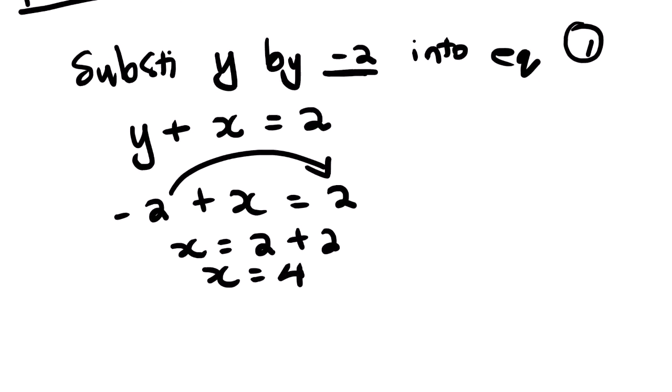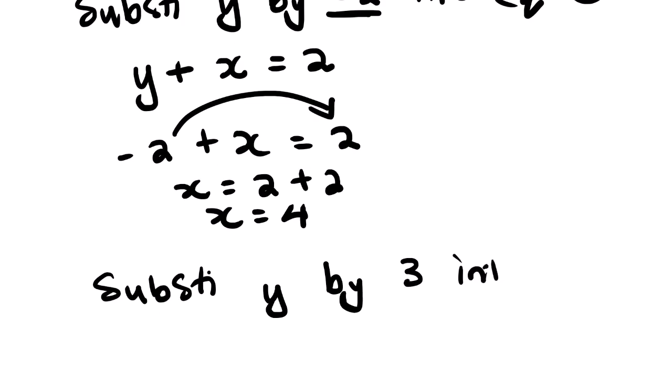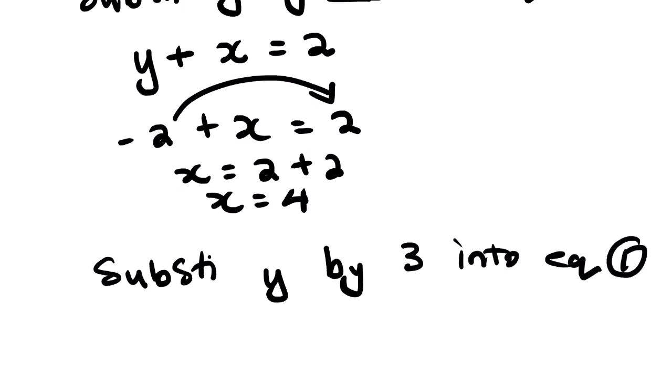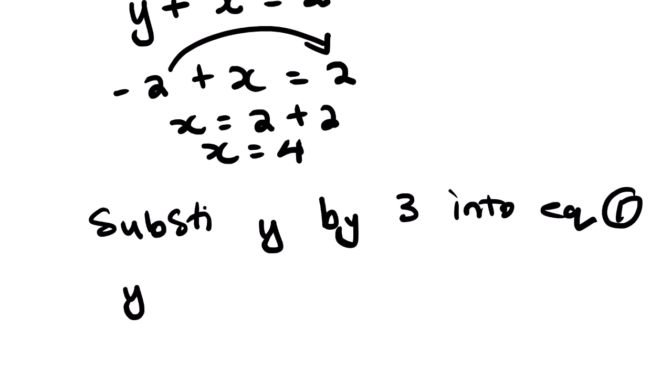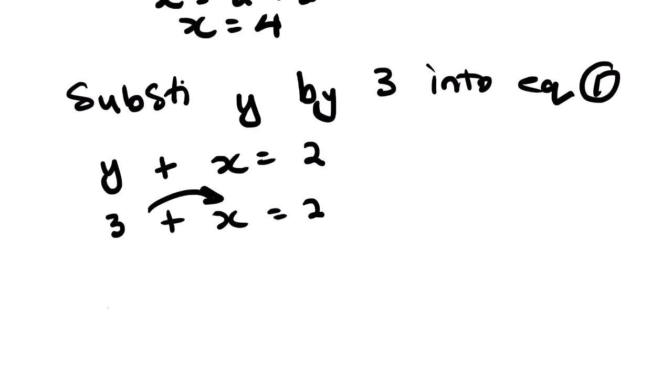We are going to perform the very same operation, but this time we are going to substitute by 3 into equation 1. So our equation is y plus x is equals to 2. So y is 3 plus x is equals to 2. Transpose to the other side, we have x is equals to 2 minus 3, and then x is equals to -1.